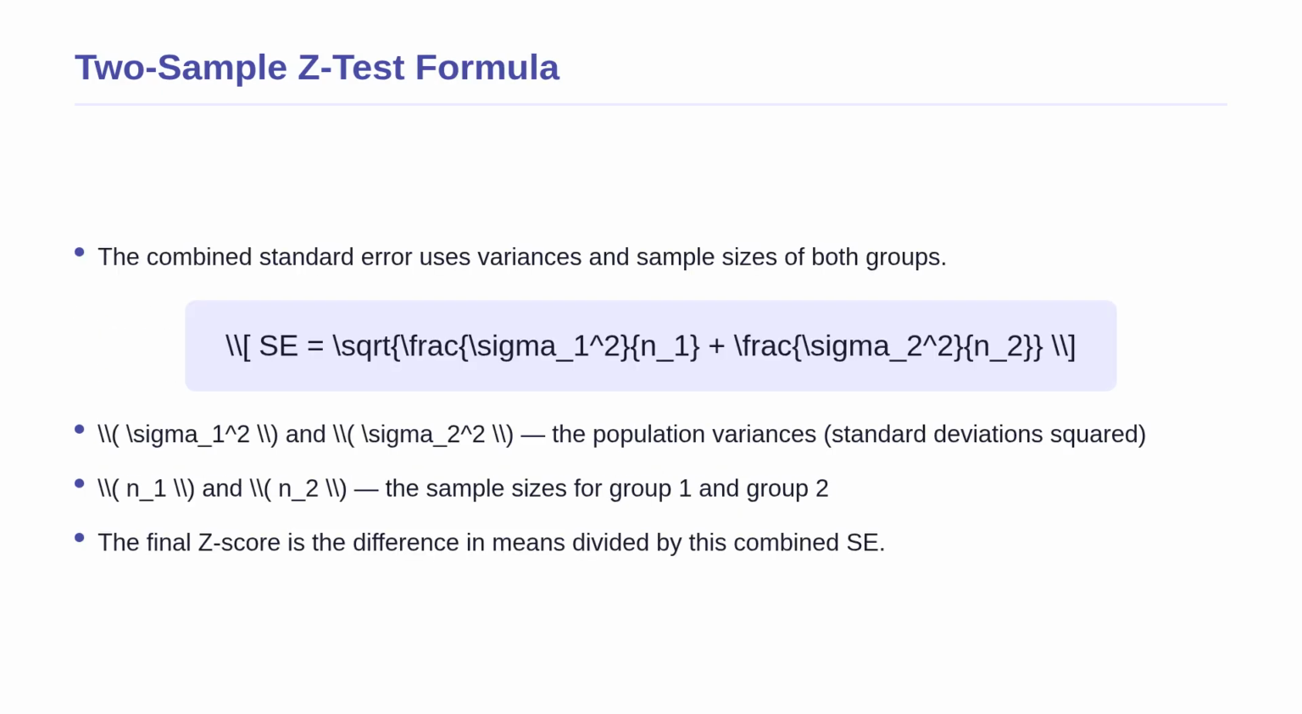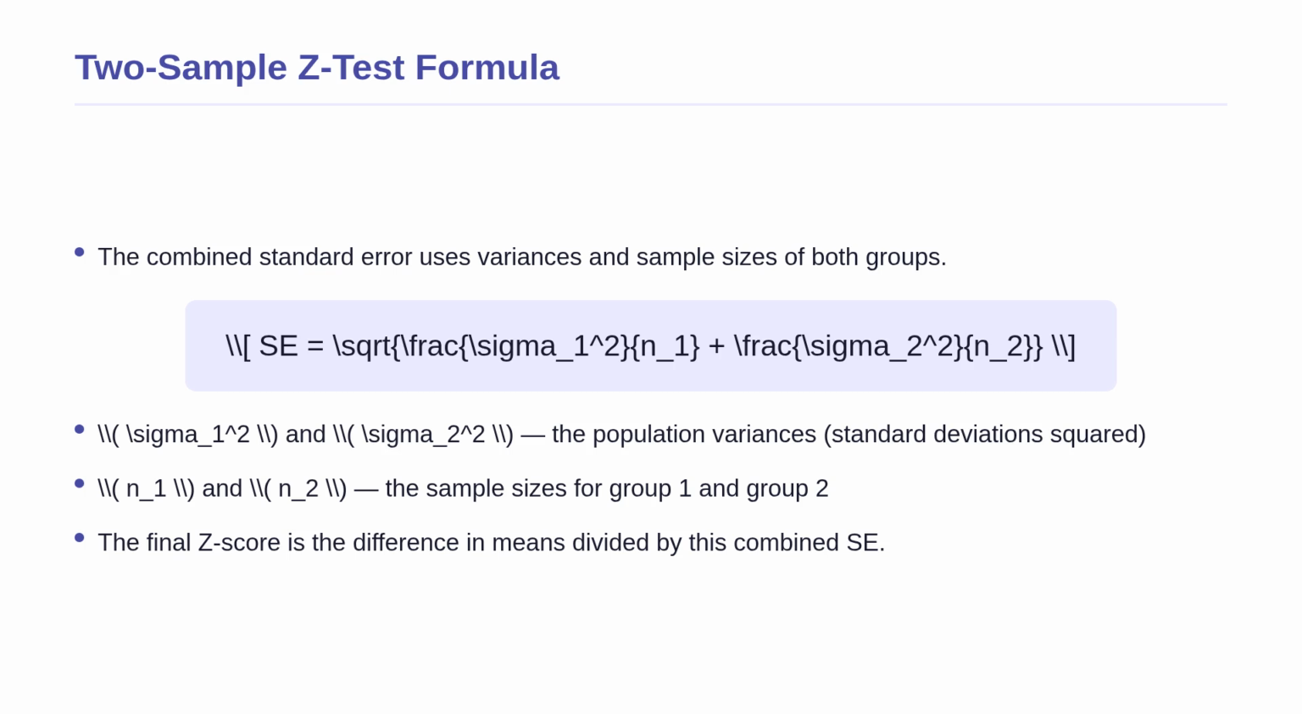Let us look at how the math changes for two samples. To find the combined standard error, we take the standard deviation of the first group, square it to get the variance, and divide by its sample size. We do the exact same thing for the second group. Then, we add those two values together and take the square root of the whole thing.